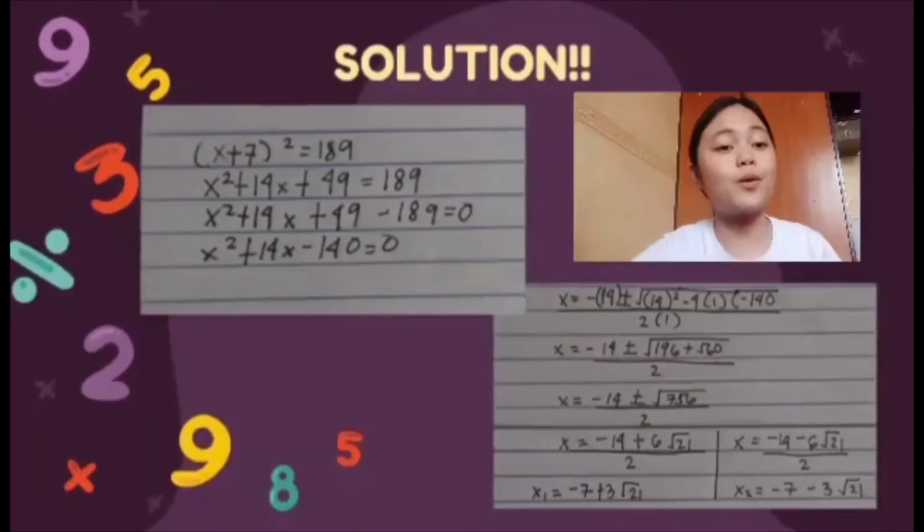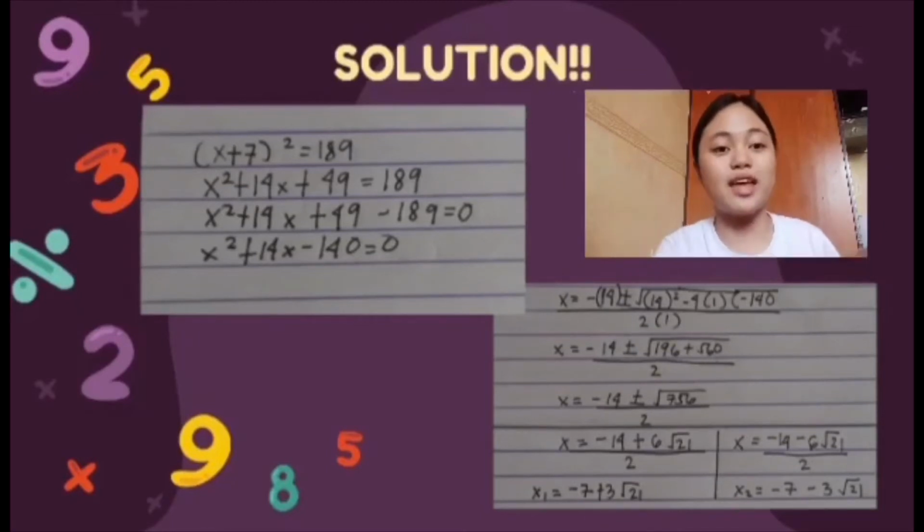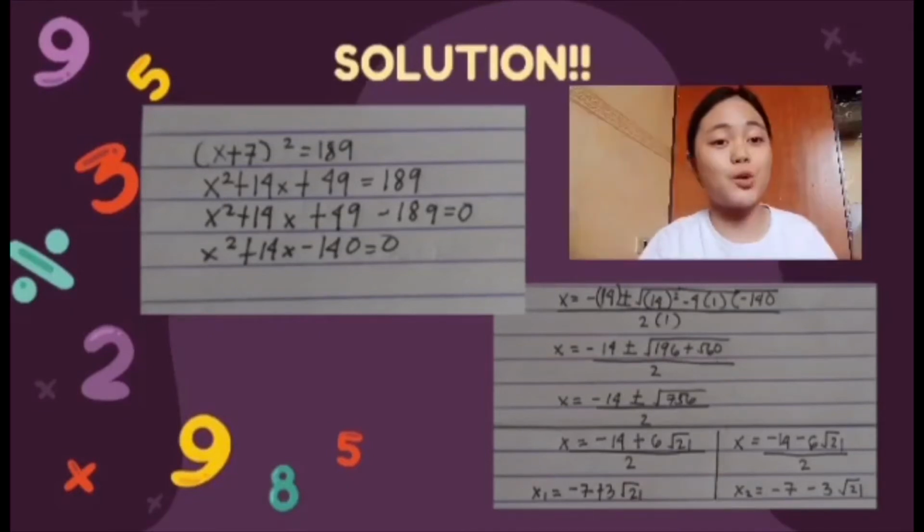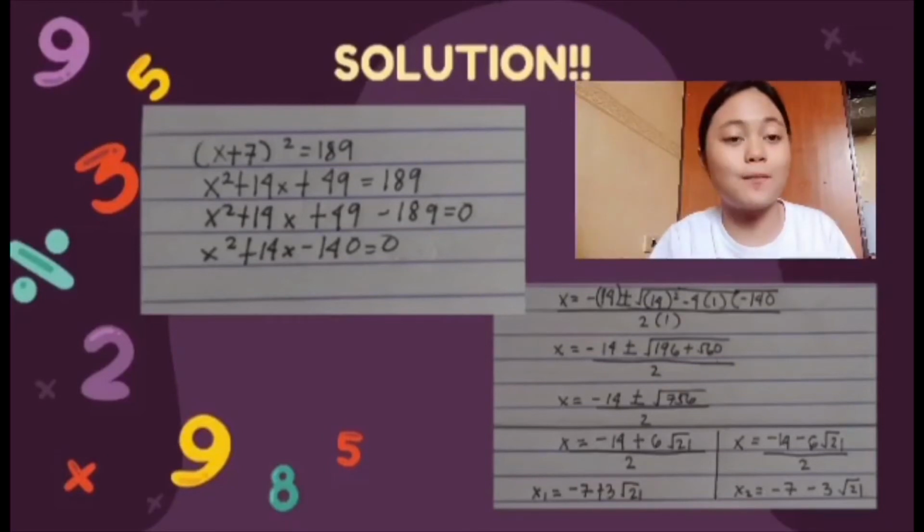So after, we will add 196 plus 560, that will become 756. In the next step, we will simplify the radical expression. So after, we will simplify and write the solution with one plus sign and one with a minus sign. So it will become x is equal to negative 14 plus 6 square root of 21 all over 2. That's for x1.